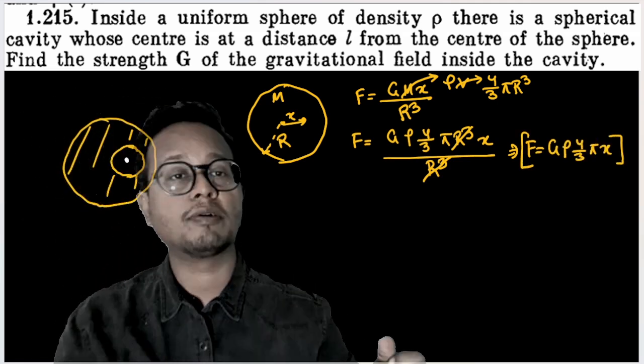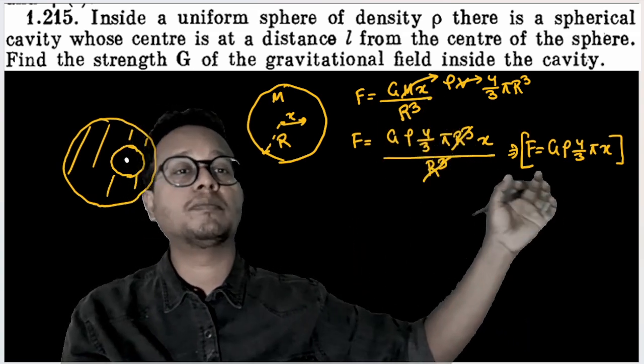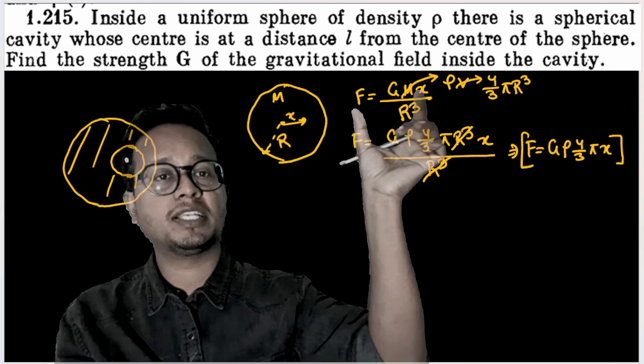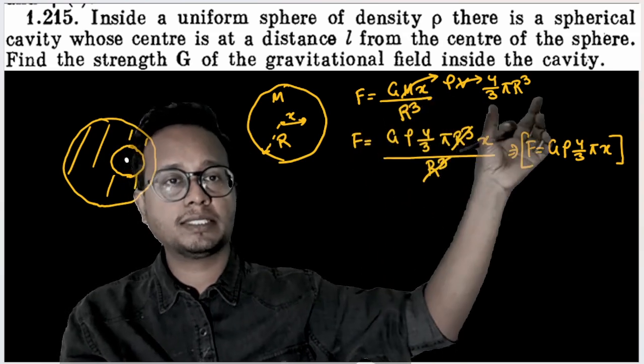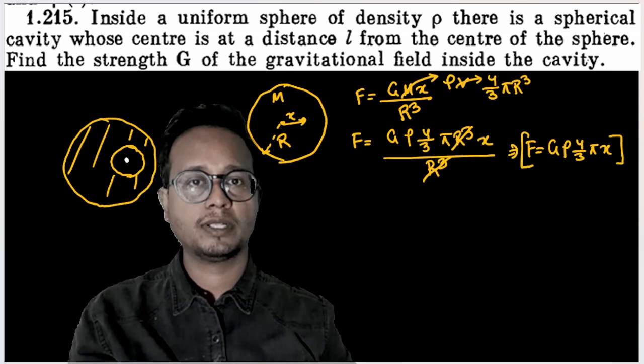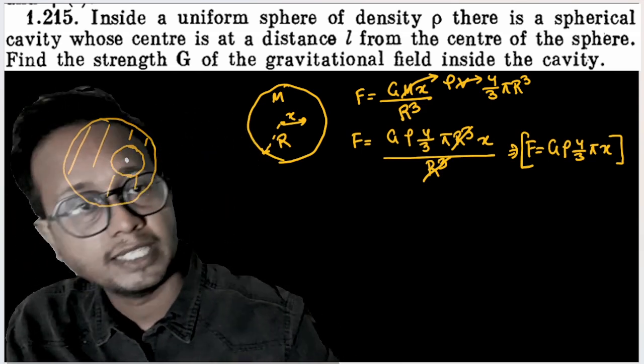What I have simply done here is rewritten this formula in terms of density. This is the same formula as this one, but instead of using the mass, I've used the term of density. This and this are the same formula, the formula for field inside a planet.